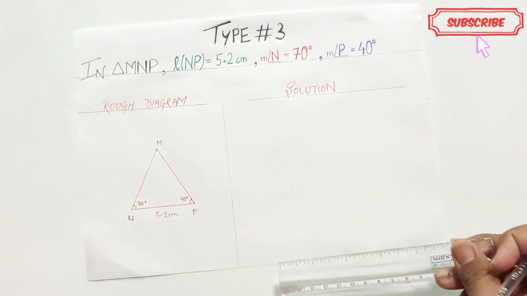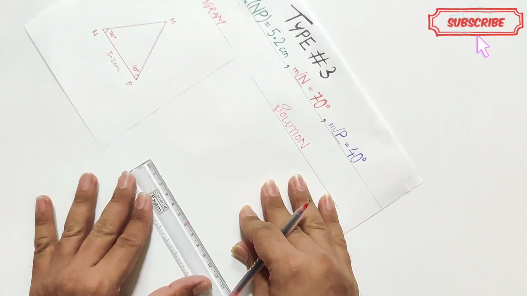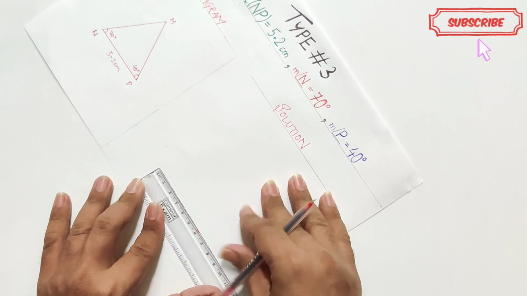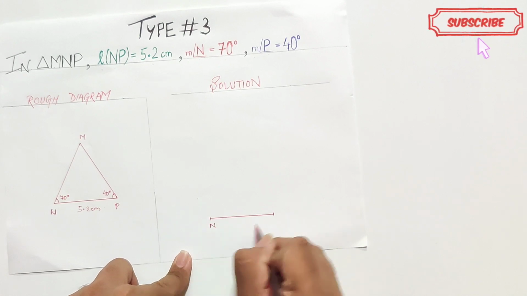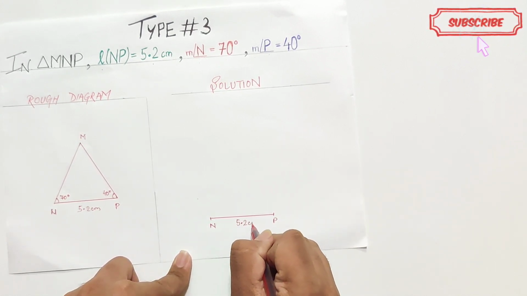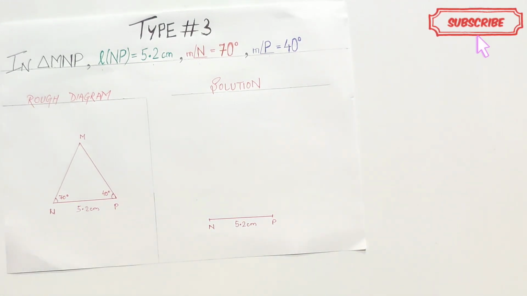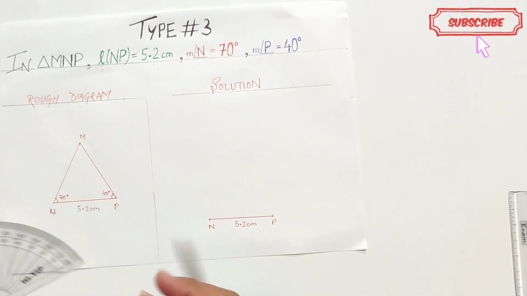Let's start with the main solution. 5.2 is the base. Let's quickly draw a line of 5.2 centimeters. Here you are done with drawing the base. Quickly label it NP, write the measure of it, 5.2 centimeters, and here you are done with this. Let's quickly draw the angle. Angle N is of 70 degrees.